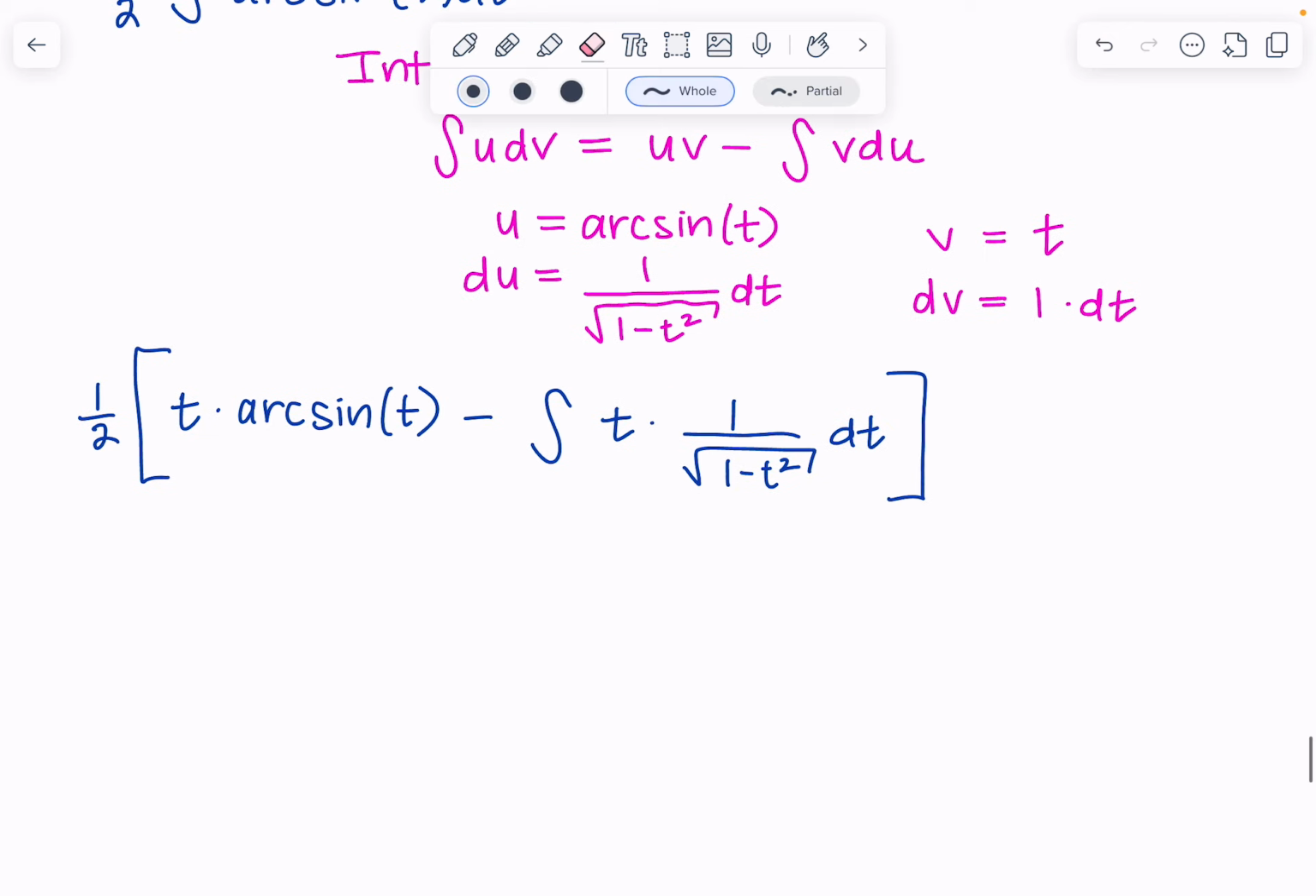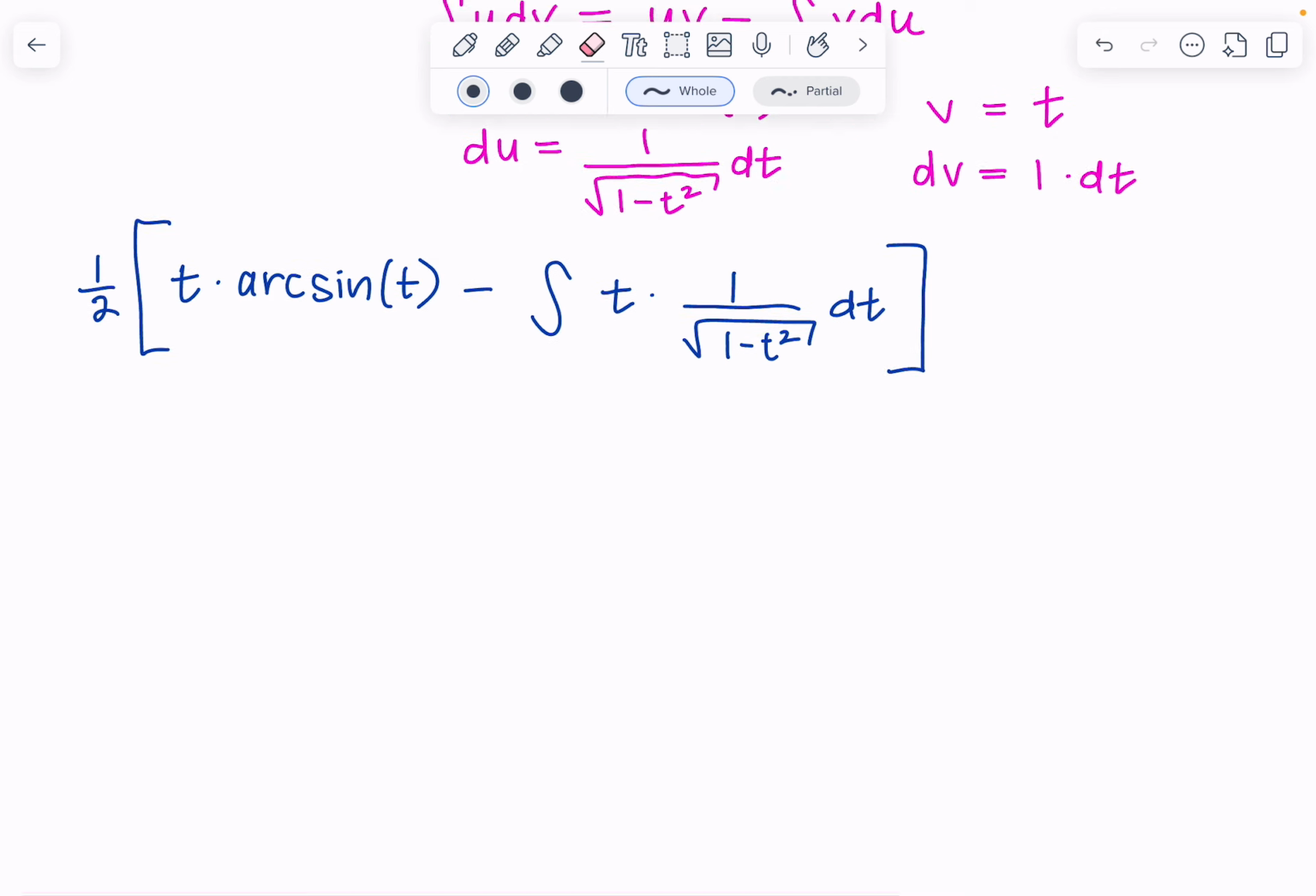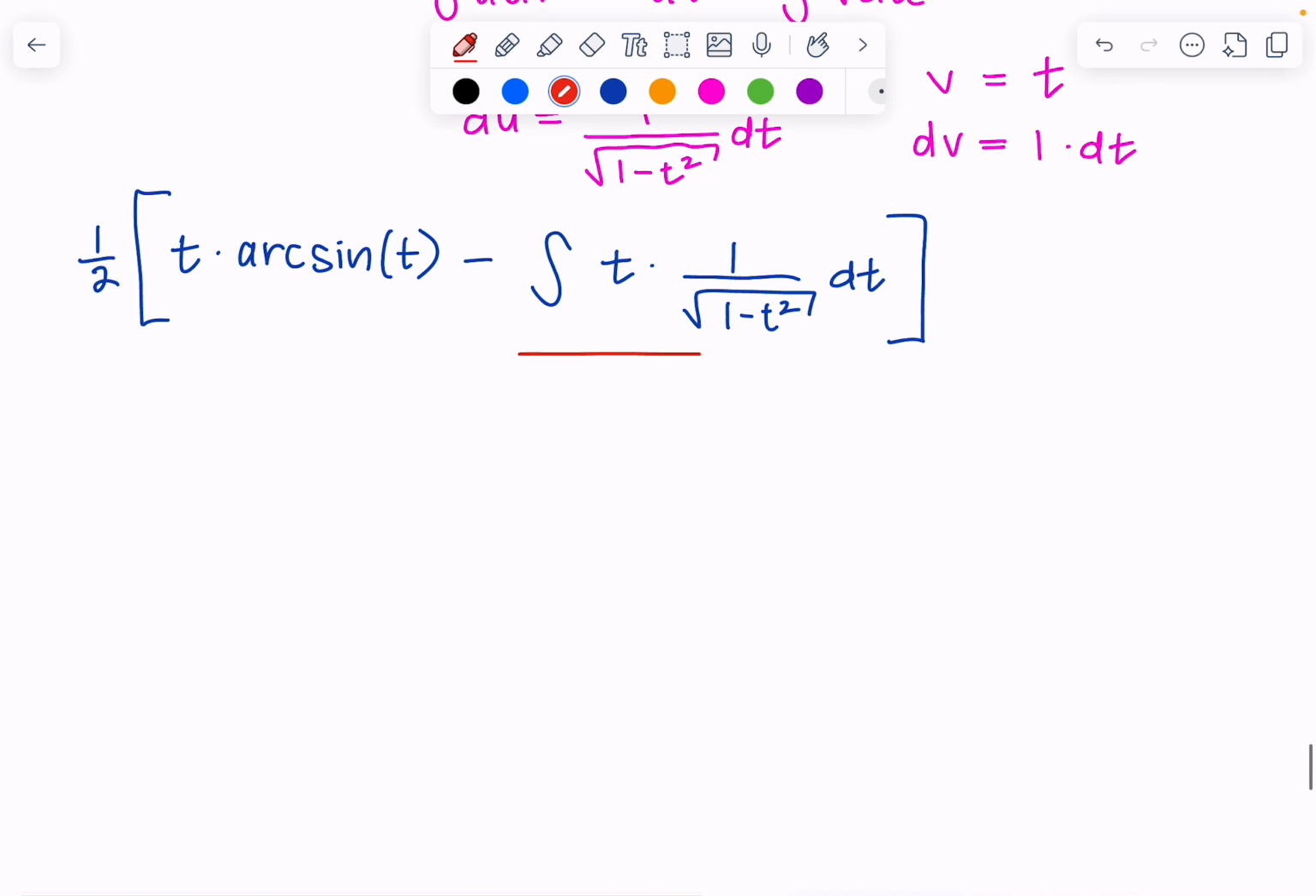Okay, that was my next big step, the integration by parts step. Now we have this integral here to still deal with, and for this one, I'm going to do another round of u-substitution.